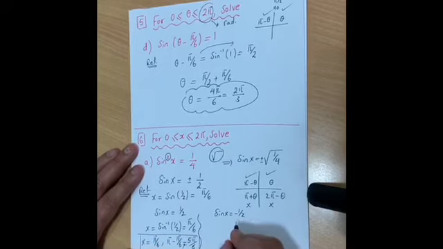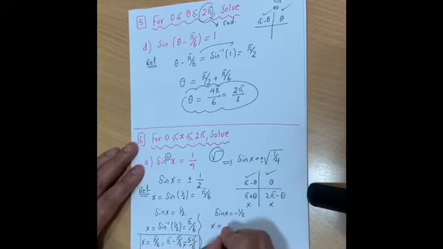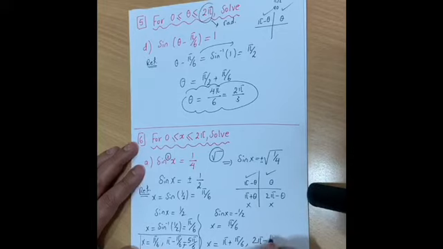If you do exactly the same thing with sine x is equal to negative half, you know the reference angle is still pi over 6, but you have to use them in the 3rd and 4th quadrants. So x is equal to pi plus pi over 6 and 2 pi minus pi over 6. So x is equal to 7 pi over 6 and 11 pi over 6.